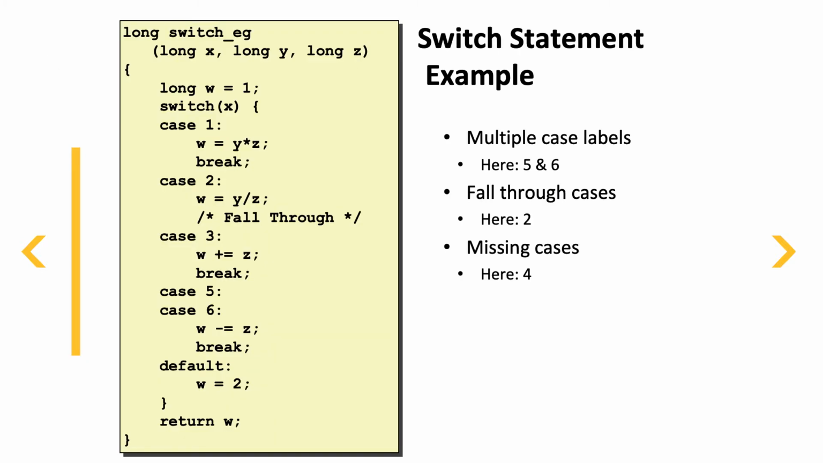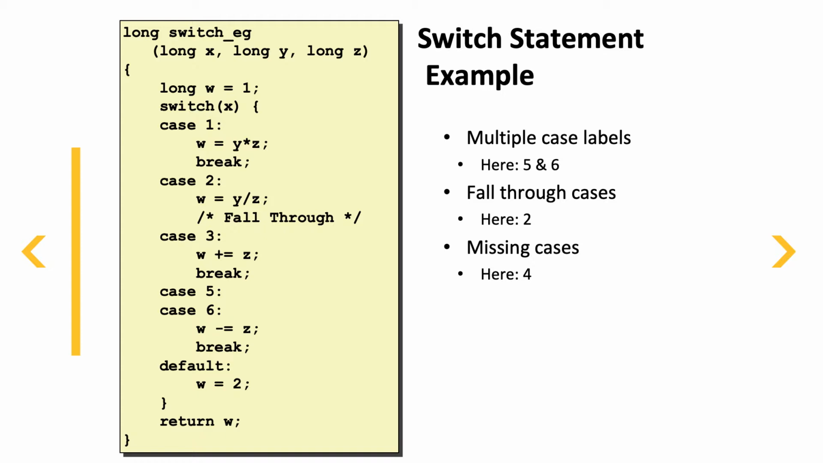Now, a really handy thing to take a look at as an example to show us, again, some things that we can do to make things make a ton of sense in assembly when we're coming from these high-level structures is let's look at an example switch statement. We'll just call it switch_EG for switch example. We're going to have 3 longs that we're going to pass into it, and we'll return a long called w. So the first thing we do is kind of set things up. We're just going to initialize w to 1.